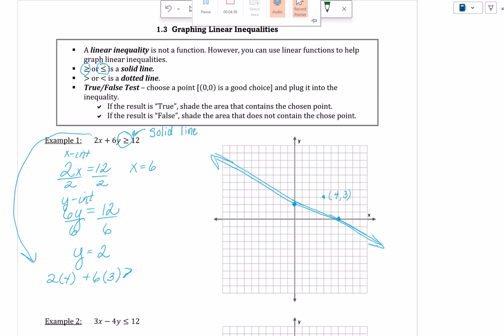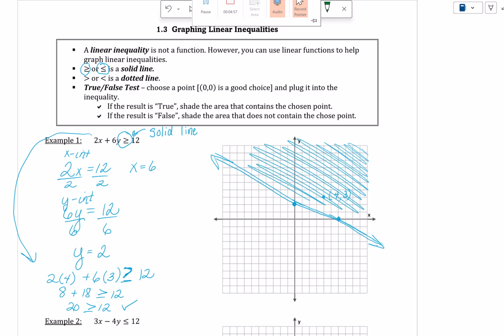And I'm going to see, is that greater than or equal to 12? So is 8 plus 18 greater than or equal to 12? Is 26 greater than 12? And it is, so I'm going to shade the region where that point is.